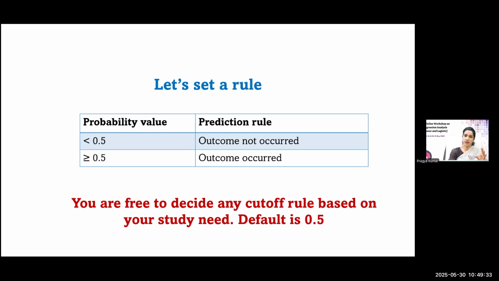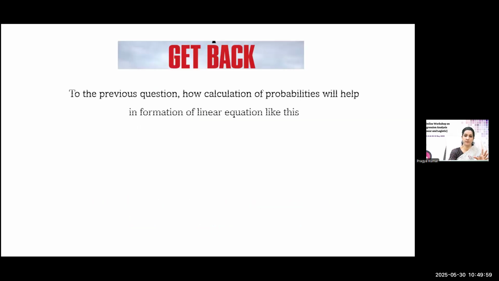Now ideally you can set this probability cutoff rule based on your study. But by default, all software takes the probability of occurrence of an event as 0.5. So if the value is 0.5 or more than 0.5, you will say that a particular event has happened. And if it is less than 0.5, then you will say that it has not happened.